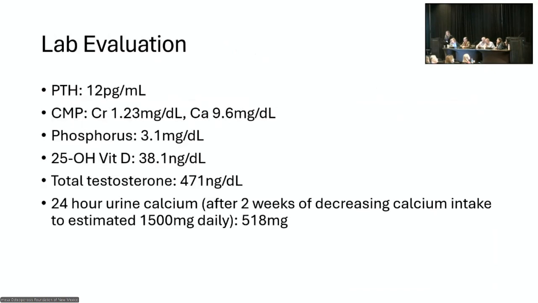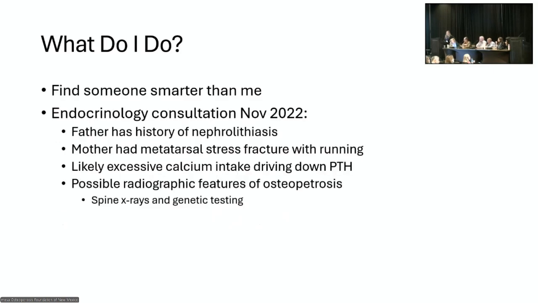So I repeated a lab evaluation, PTH still kind of low. He's normocalcemic, he's normophosphatemic, his vitamin D is fine, his total testosterone was more or less fine. And I was like, look, dude, you're still doing way too much calcium, please cool it. And then after about 2 weeks, on roughly maybe 1,500 milligrams daily of calcium, he was still hypercalciuric. All right, so what did I do?